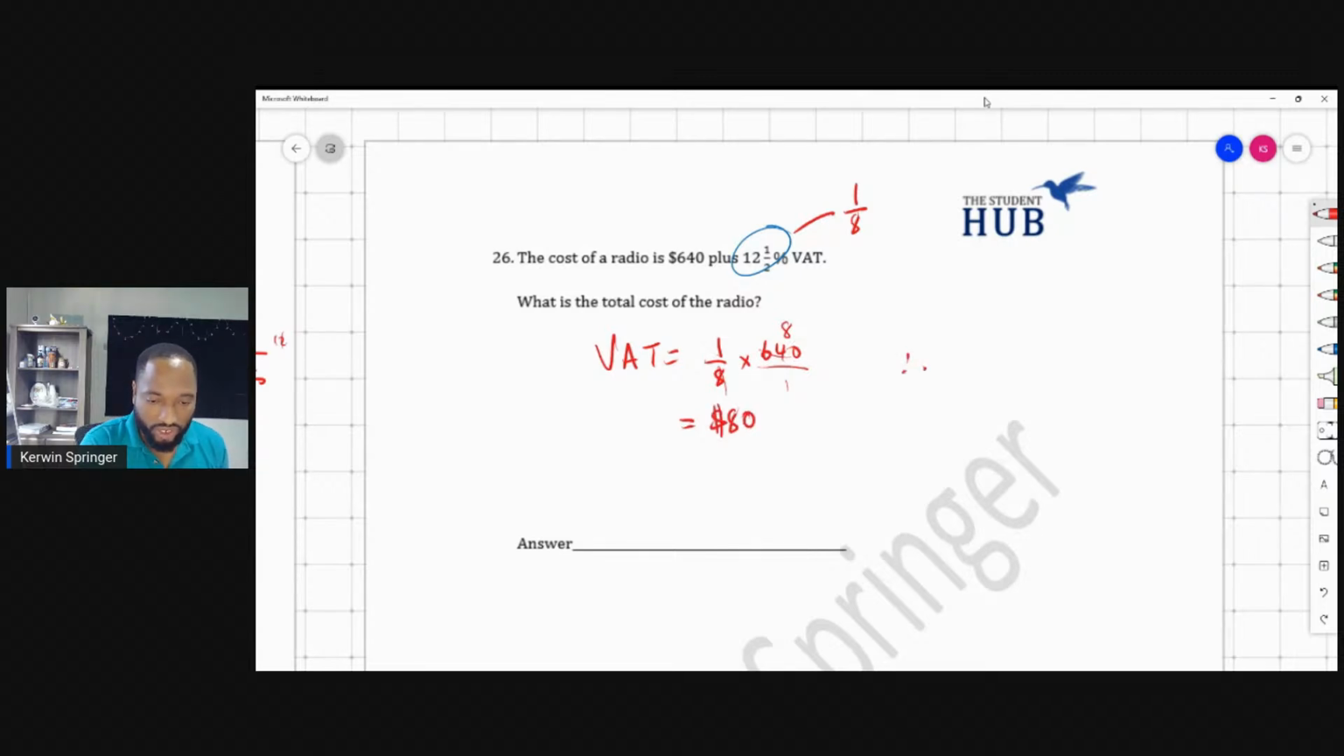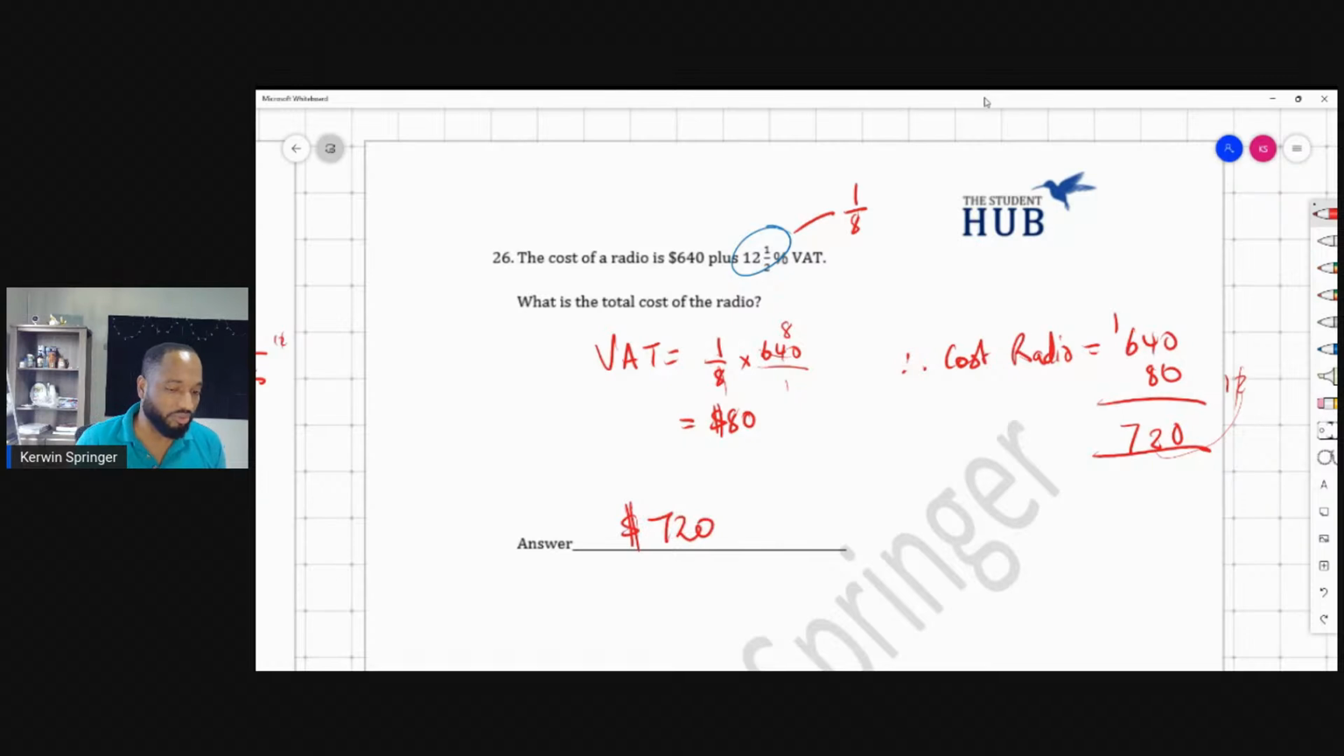So therefore, the cost of the radio, you see how easy it gets when you know your eighth family? Cost of the radio is equal to the 80 plus the 640. 640 plus the 80. It's going to be 8 and 4 is 12. Bring over the 1. That went there, that went there. $720.